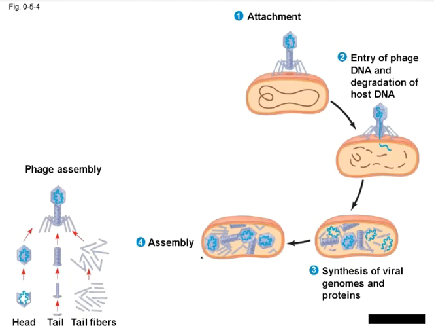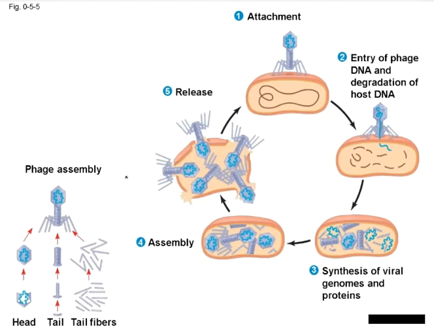phage will be released outside the host cell by lysis, by breaking the host cell wall. Since it is a bacteria, it will break the host cell wall. Got it? So moving forward to the next part. It will be released outside by breaking the host cell wall. This pink colored part is the host cell wall.